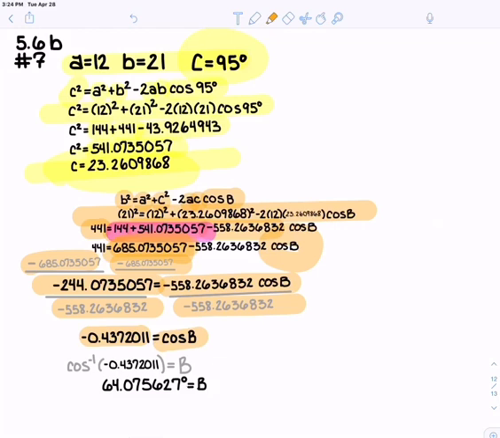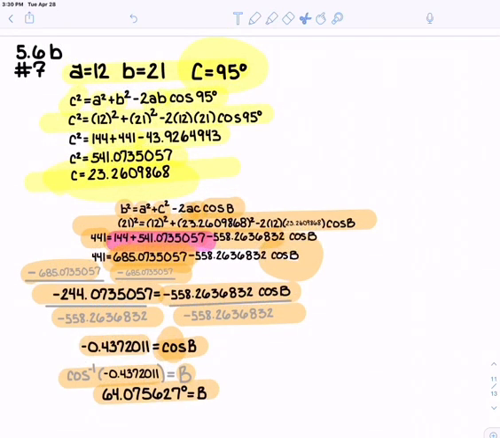Now I want to get B alone. The cosine is what's preventing the B from being alone, so I'm going to apply the inverse cosine to both sides. The inverse cosine of cosine B is B, and then we're going to take the inverse cosine of the negative 0.4372011, and we end up getting this. Again, make sure your calculator's in degree mode. You can say that angle B is about 64.1 degrees, but if you are going to reuse angle B in another calculation, make sure you use as many place values as the calculator gives you.